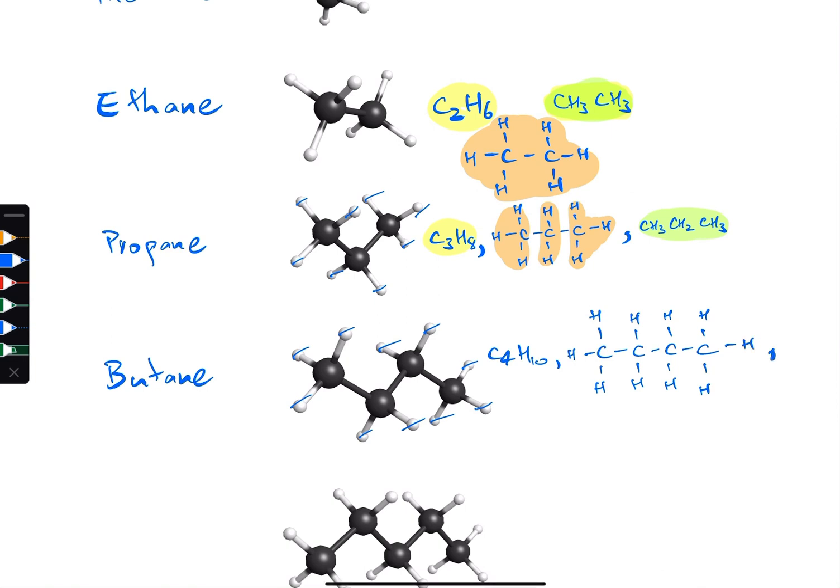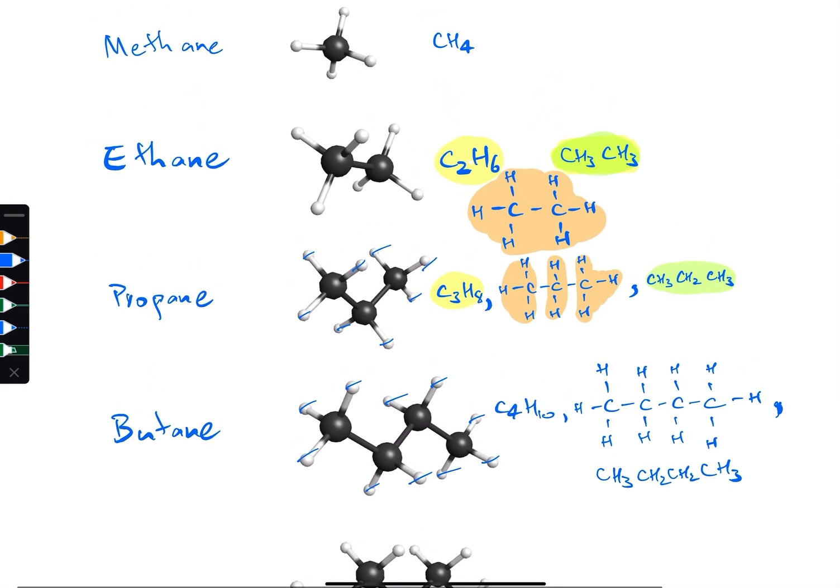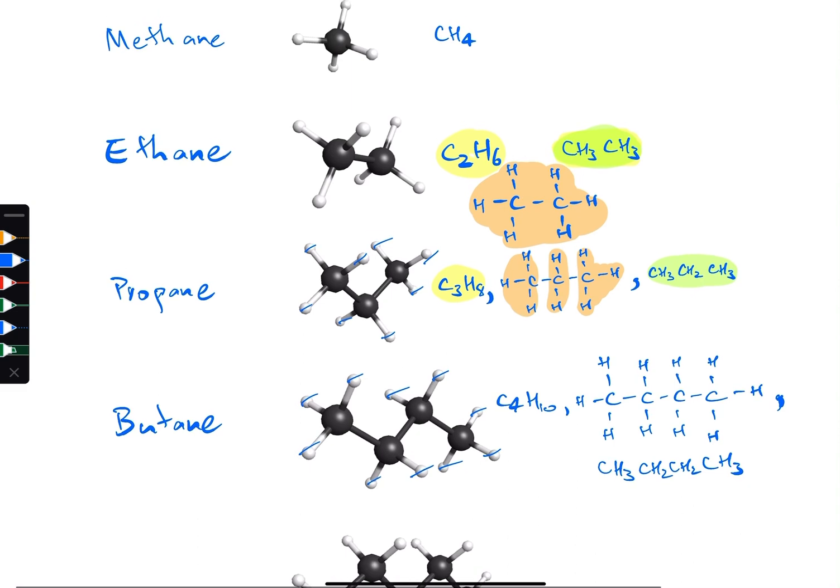And then the condensed structural representation, by the same kind of logic as we use for propane, will be CH3, CH2, CH2, CH3. Okay. These names, methane, ethane, propane, and butane, have arisen for historical reasons.